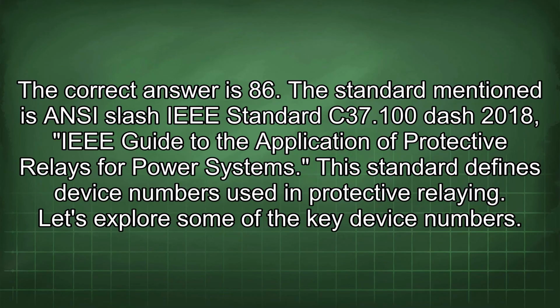The correct answer is 86. The standard mentioned is ANSI/IEEE standard C37.100-2018, IEEE Guide to the Application of Protective Relays for Power Systems. This standard defines device numbers used in protective relaying. Let's explore some of the key device numbers.